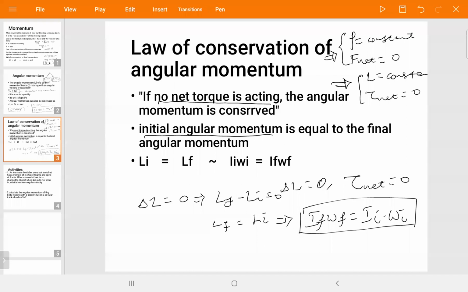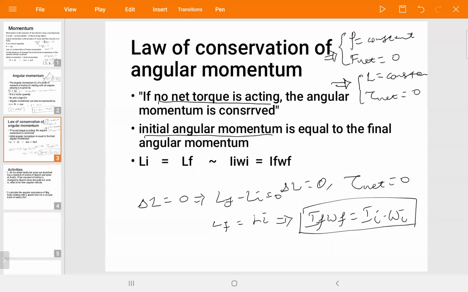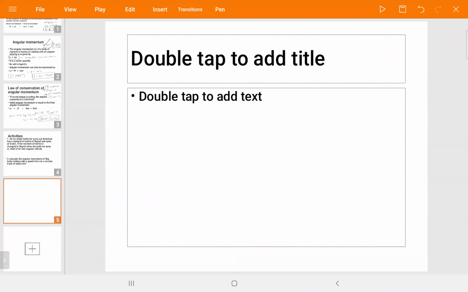In the absence of external torque, or turning effects of force, the angular momentum remains constant. If angular momentum is constant, momentum before and momentum after remain the same. If there is no external torque for linear motion, if the net force is zero, then linear momentum will be constant or conserved.